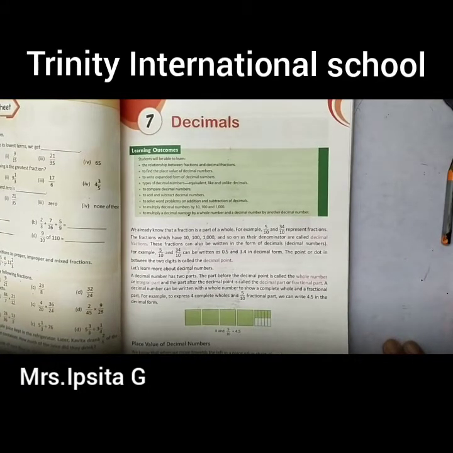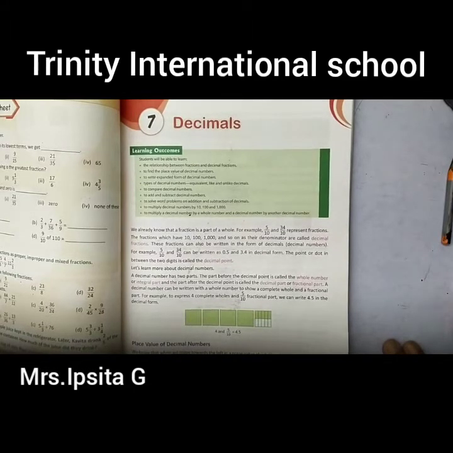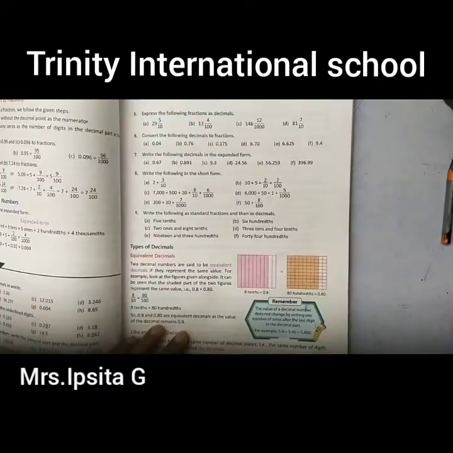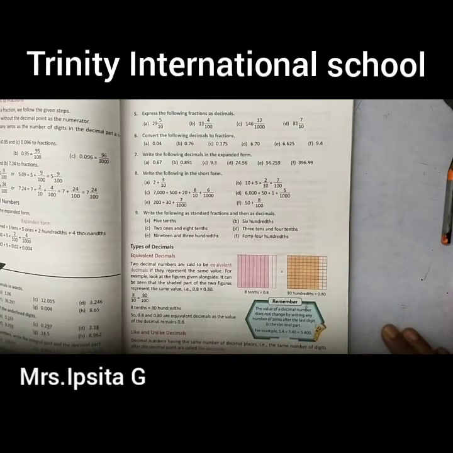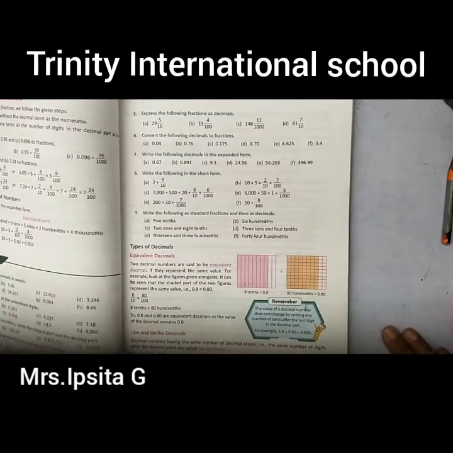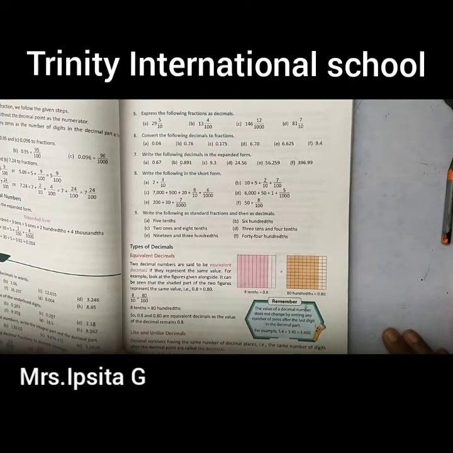Then we have done the arrangement of decimal numbers. Then we have also done the addition and subtraction of decimal numbers. We have also learned how to convert the fractional numbers into decimal and decimal numbers into fraction.